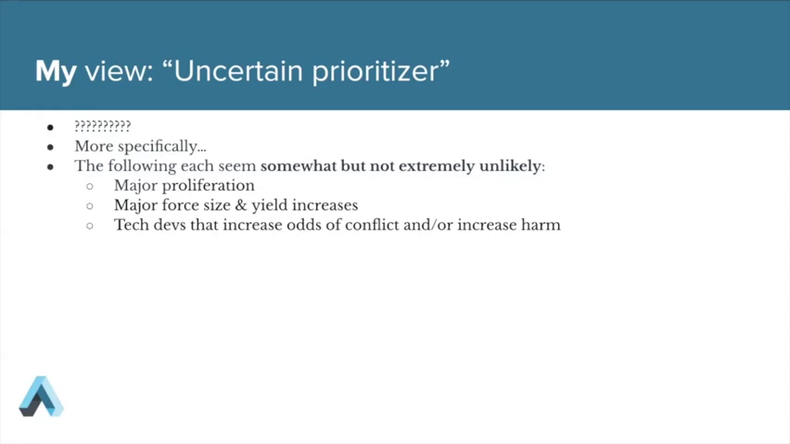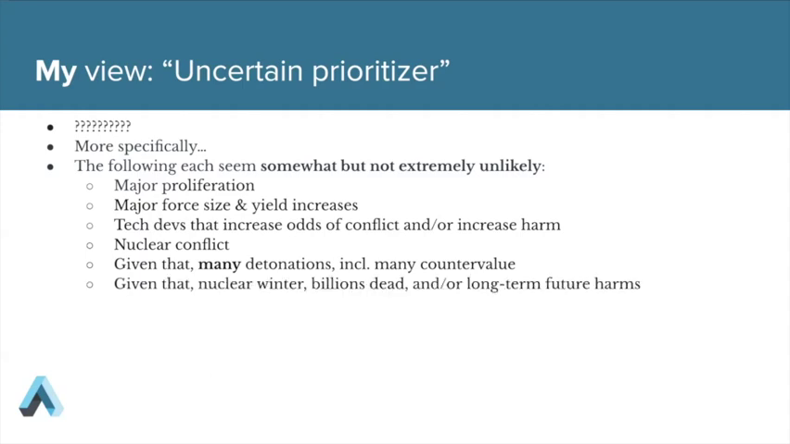It seems kind of unlikely, but not extremely unlikely, that we would have that sort of development. And there's a whole bunch of other technological developments that could occur to do with autonomous weapons or various things. Nuclear conflict itself seems somewhat, but not extremely unlikely. Given nuclear conflict, many detonations, including many counter-value, seems somewhat, but not extremely unlikely. I expect it would be a small exchange. In reality, if it happened, I don't expect thousands, but thousands seems plausible. I don't expect a lot of counter-value, but it does seem plausible: the targeting of cities just for civilian damage.